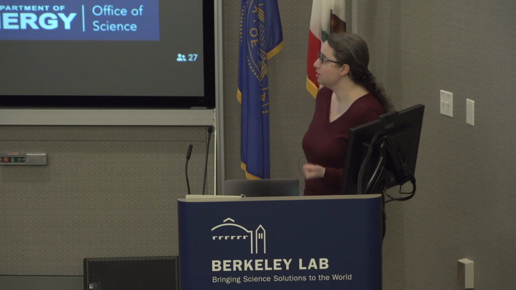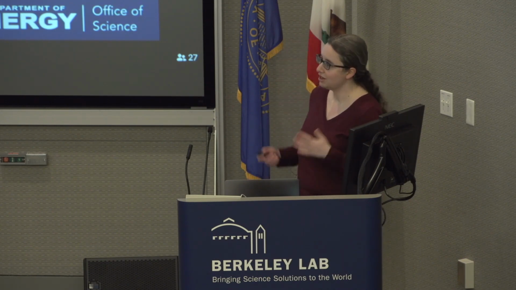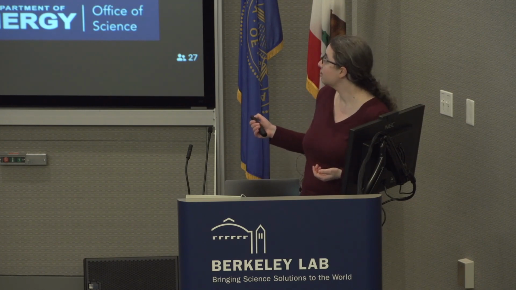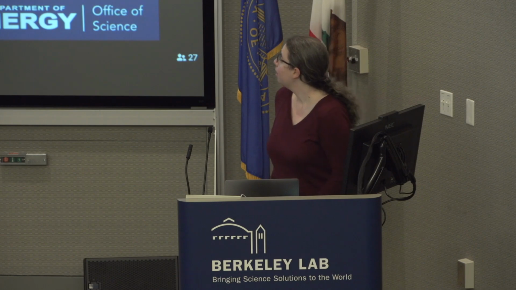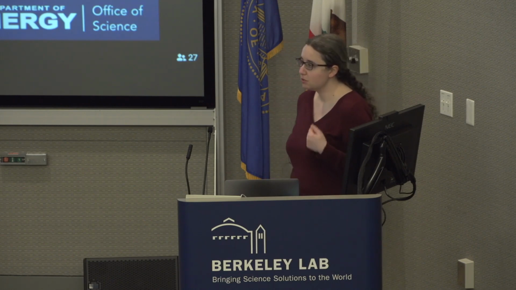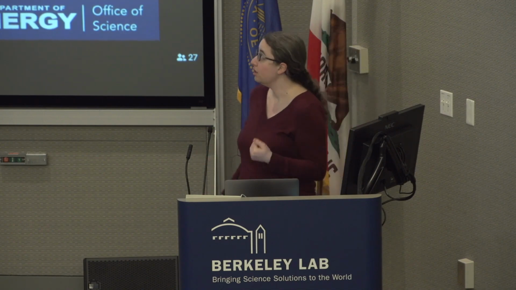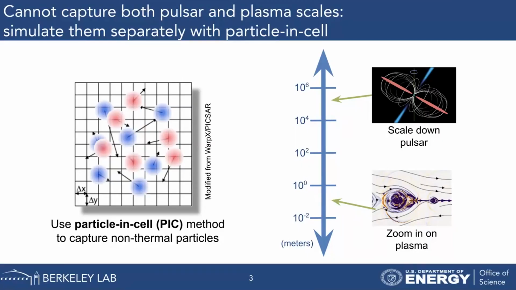But the challenge with doing these kinds of pulsar simulations is that pulsars are 10-kilometer objects surrounded by 100-kilometer features, like this current sheet here in red. But all the plasma instabilities we're interested in happen on centimeter scales or smaller. And that factor of 1,000,000 scale difference isn't something that we can resolve in 3D.